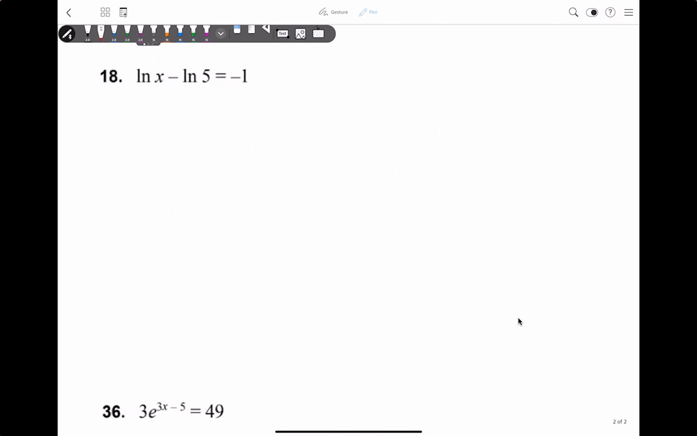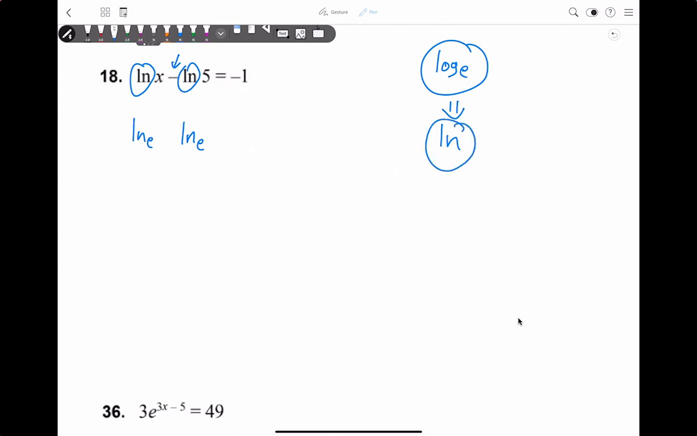All right, so now let's solve for x on this one. Using laws of logs, we know this is subtracting between two common bases. Remember, natural log is the same as log base e. Please do not confuse these two. That's not what's going on here. Log base e is the same as the natural log. Those are interchangeable.